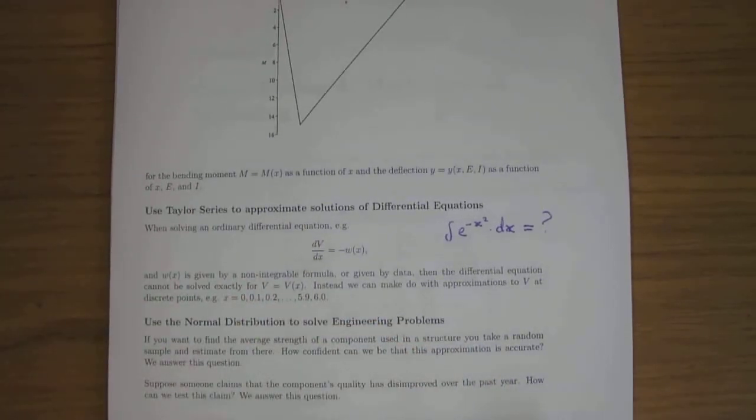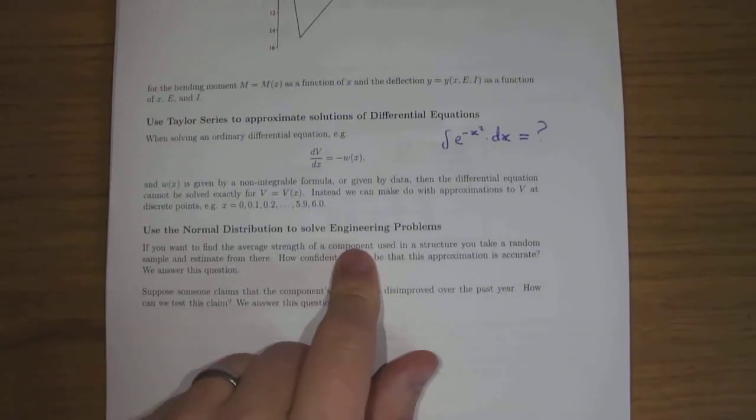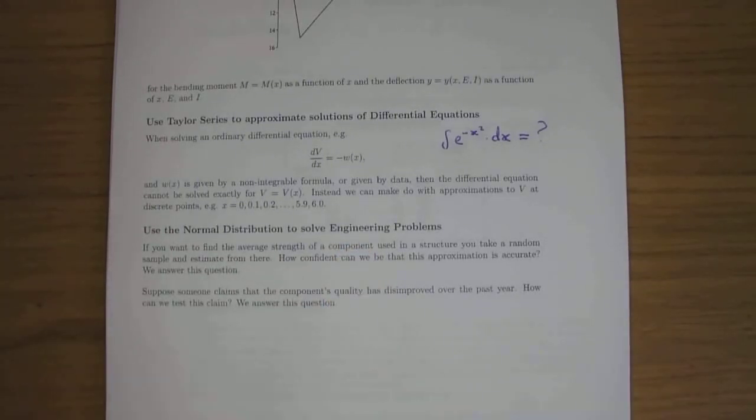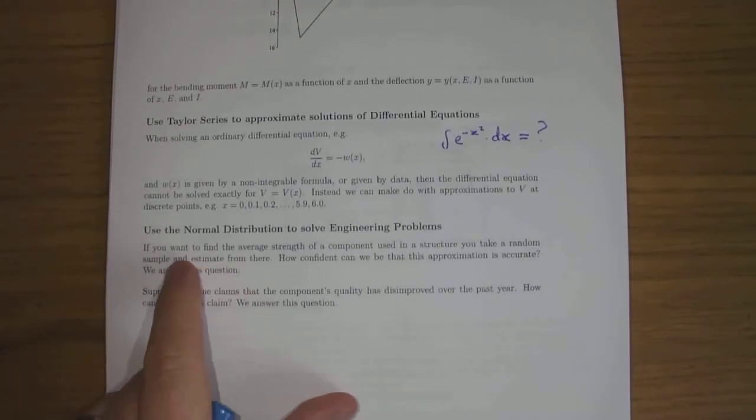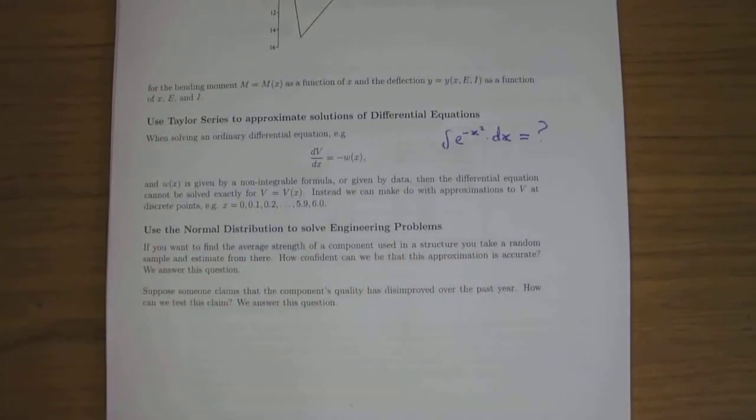The last thing we're going to do is use the normal distribution to solve engineering problems. The normal distribution is essentially just the bell-shaped curve, and there are different ways we can use all that statistics theory. If you want to find the average strength of a component in a structure, you take a random sample and estimate. How good is that approximation? Say you take steel rods and measure the strength of 10 of them, you take the average and say, this is the story, but how accurate is it?